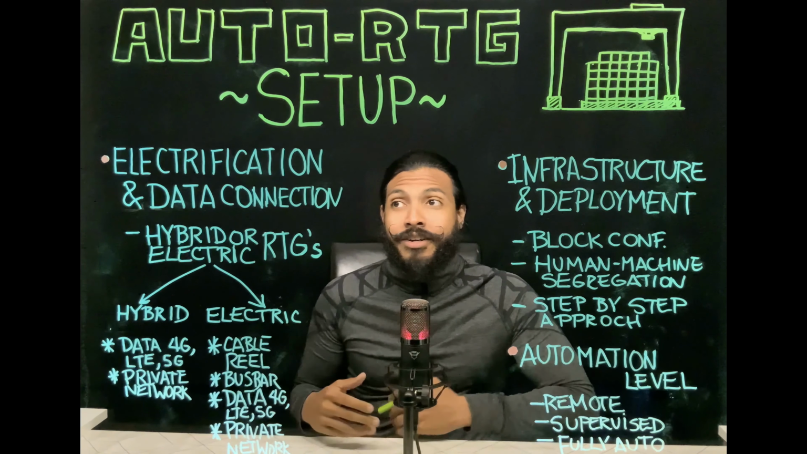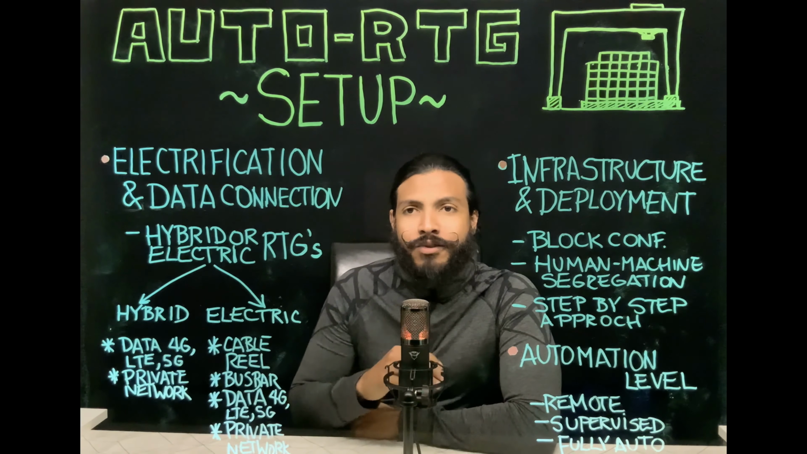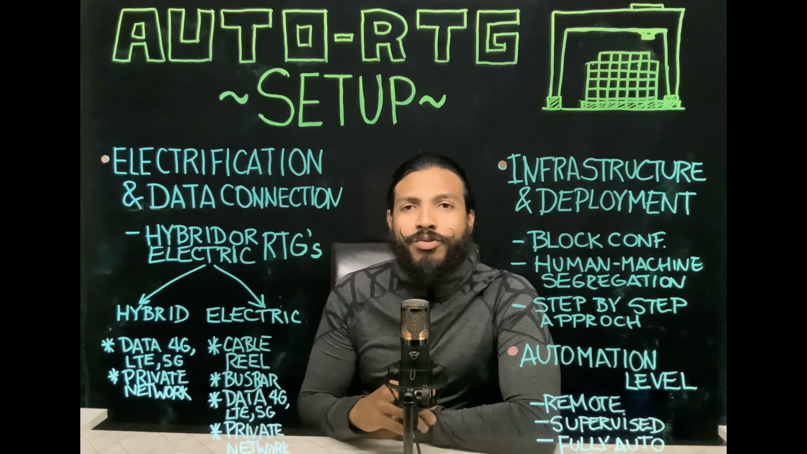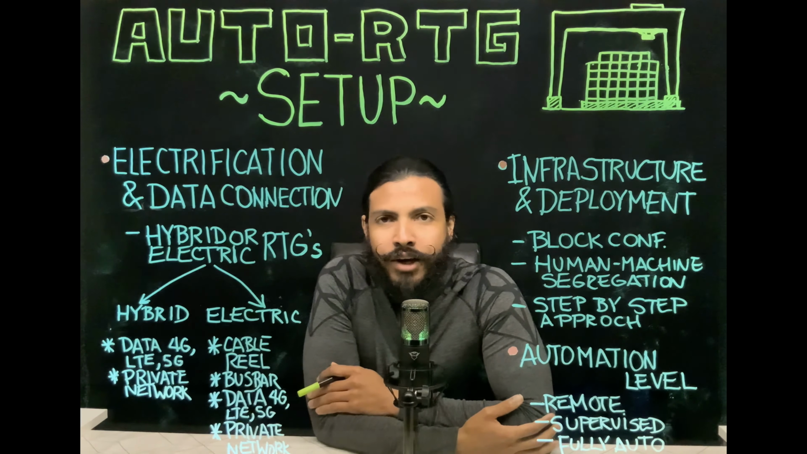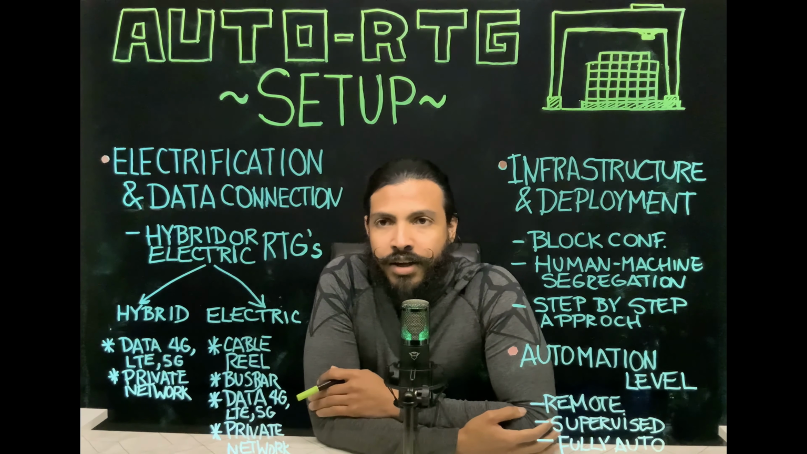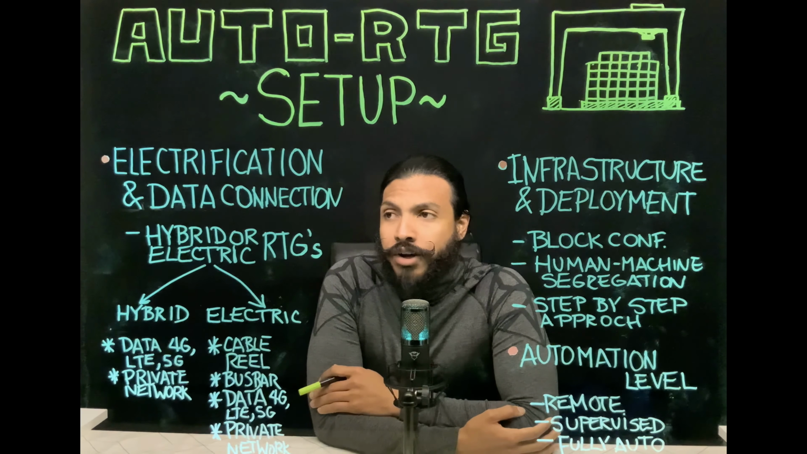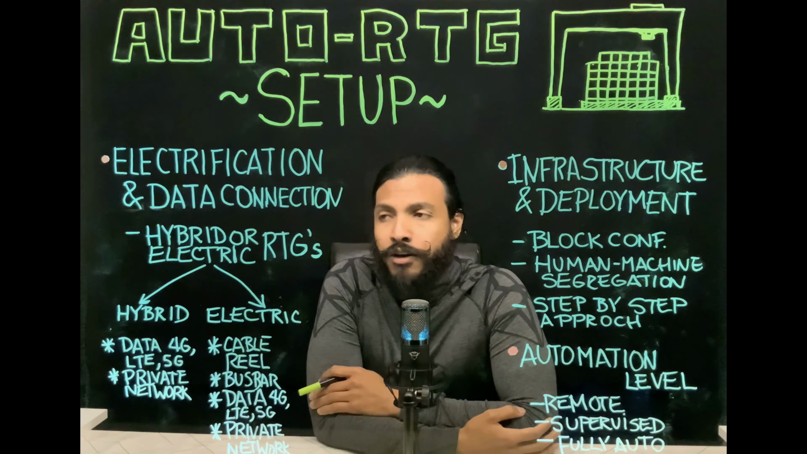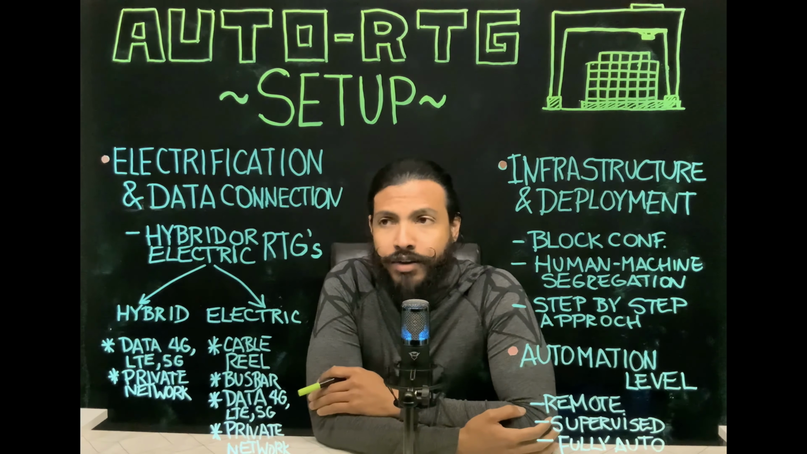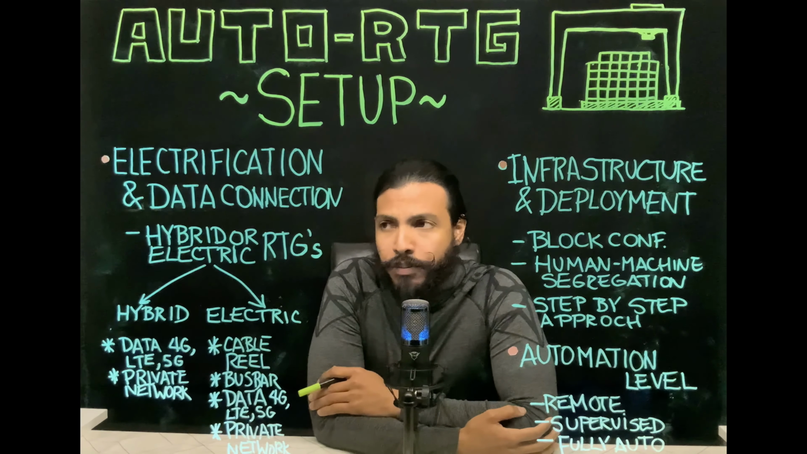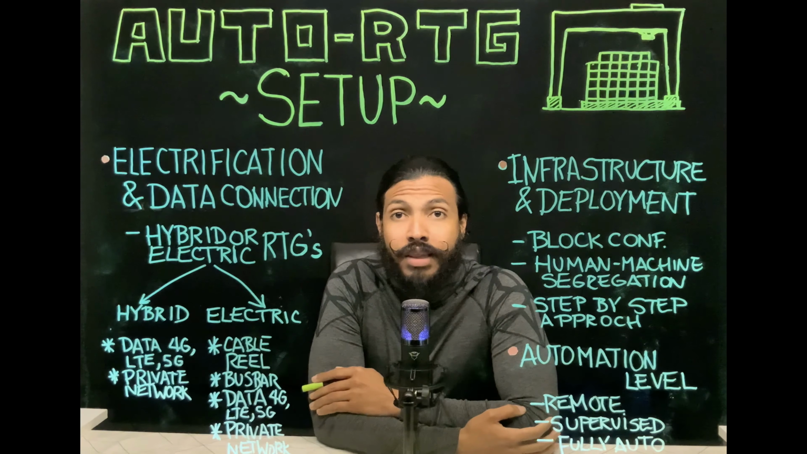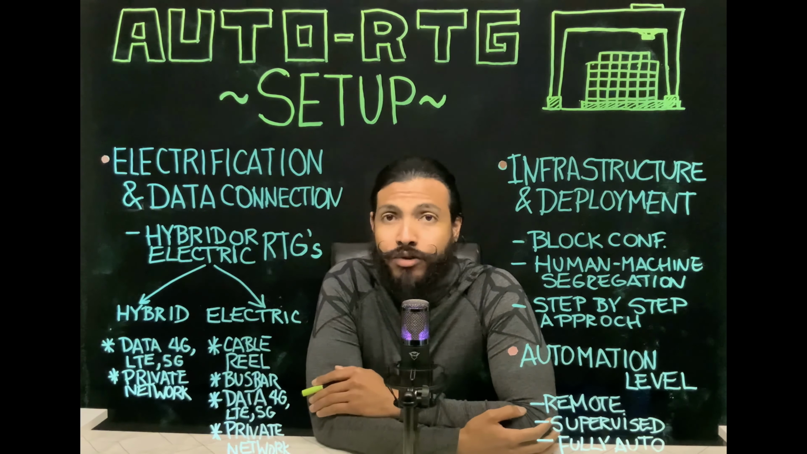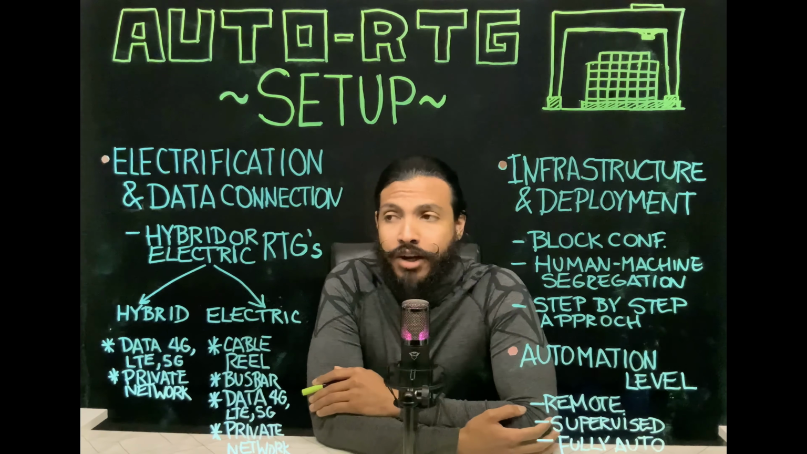So let's start. We've got here three main aspects to consider when evaluating the auto RTG setup. Let's go with number one, electrification and data connection. It can be you are already an existing terminal. As you may know, most of the terminals worldwide already have an RTG setup, probably a diesel RTG operation, and they are evaluating different types of power sources, such as hybrid or maybe going into an electrification.